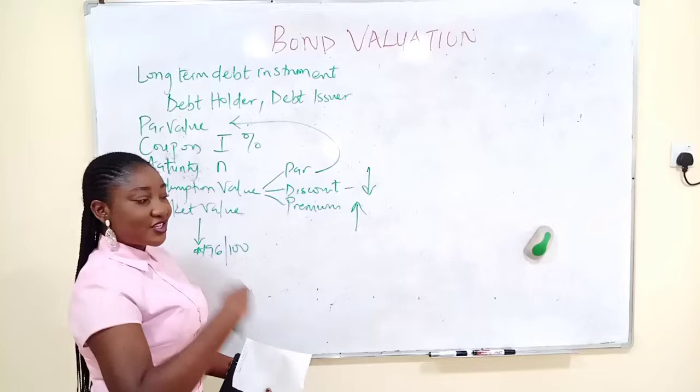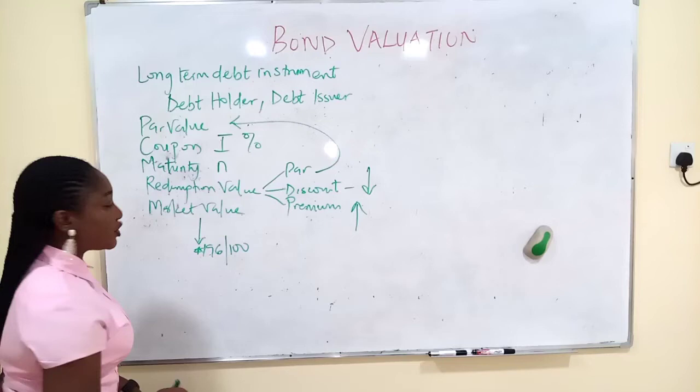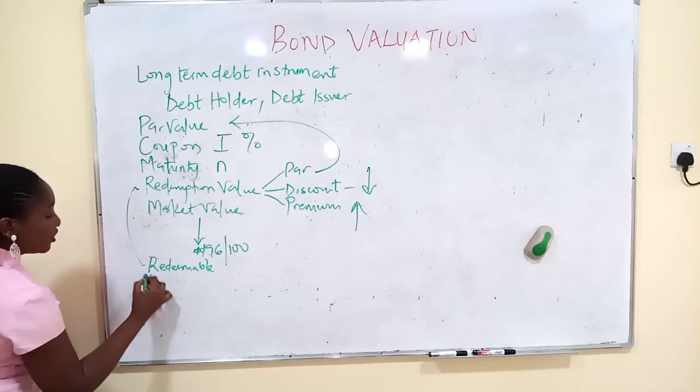We'll see those things demonstrated in examples. So, I think we should move to questions. Before we move to questions, let's talk about convertible debt. A debt can be redeemable, and it could also be irredeemable. So a redeemable debt could also be a convertible debt.